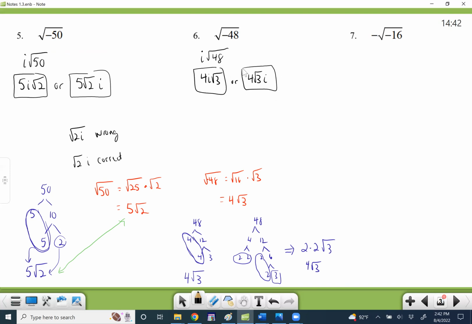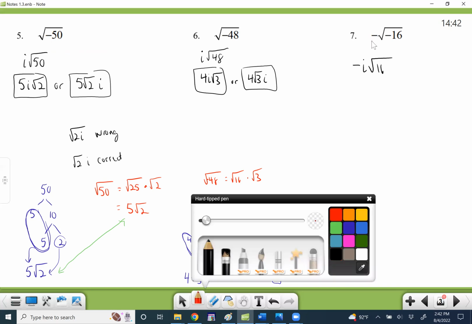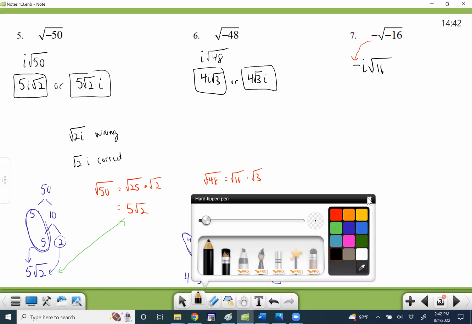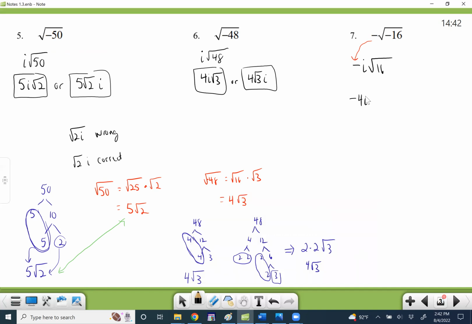All right, number 7. So we have a negative sign already. We're going to pull out the i, which is going to make the 60 positive. Okay, so that negative sign that you see is just simply there. All right, the square root of 16, that's 4. So this whole thing is going to be negative 4 or root, because we square root this.